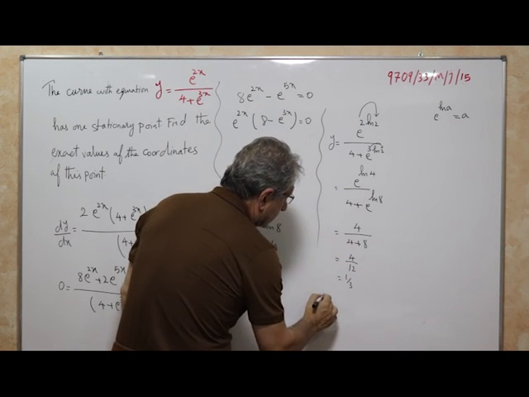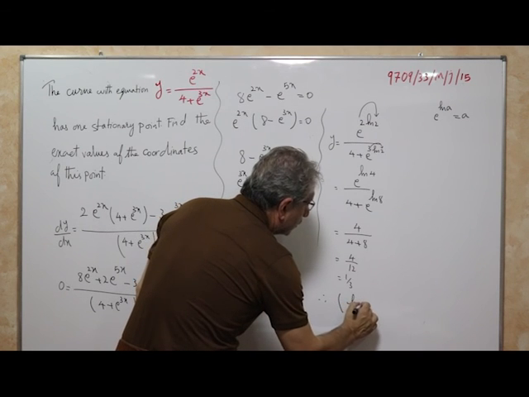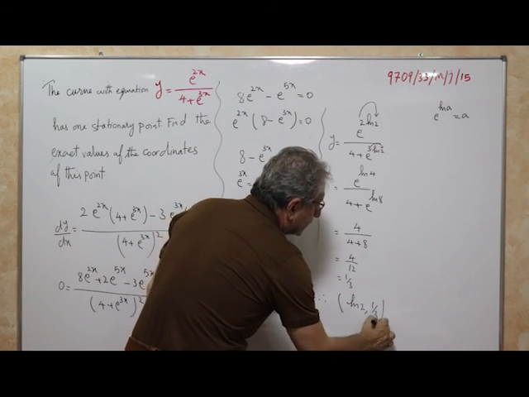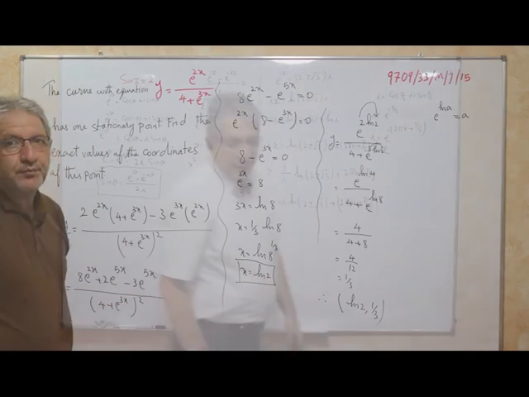Therefore the point is ln 2 and 1 over 3. So this is the stationary point.